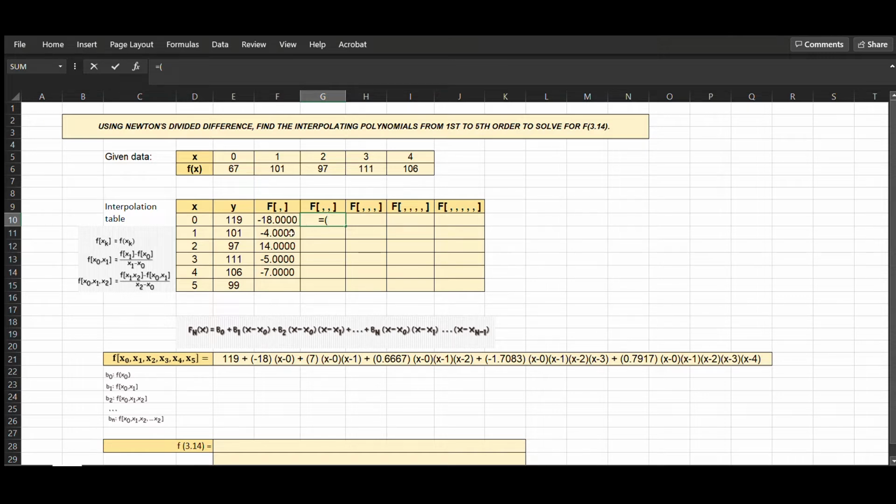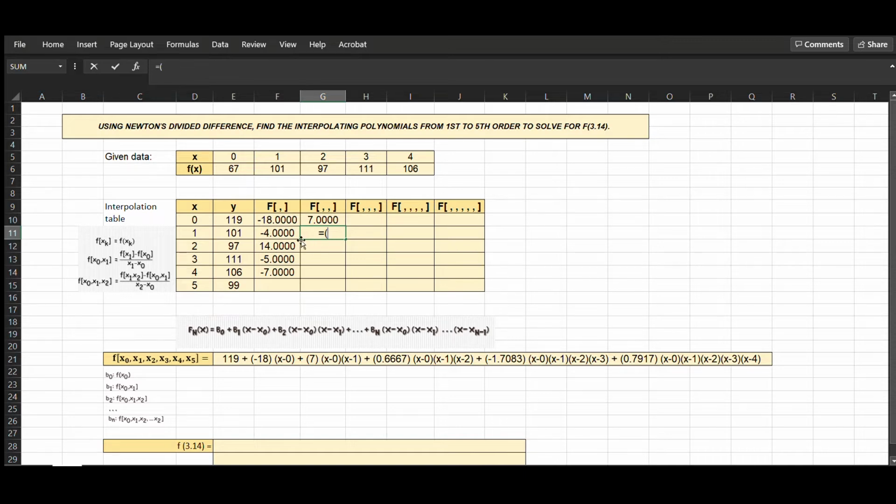We're going to have this 1 minus this cell all over. Since we're on our second order of interpolation, we're going to use, as we can see here, x sub 2 minus the x sub 0, close parenthesis, and we press enter. Now be careful, we don't do the hover and drag down hack here. So we're going to input the equation one by one.